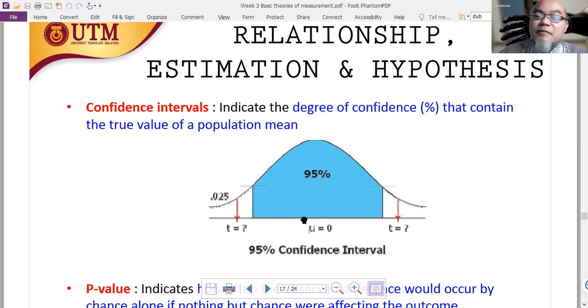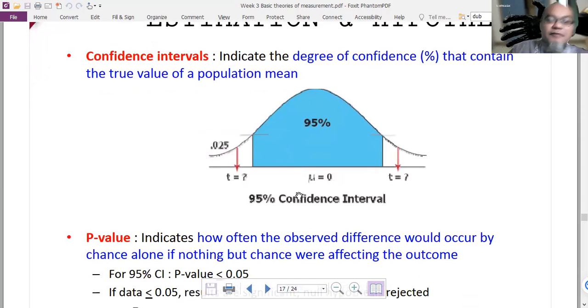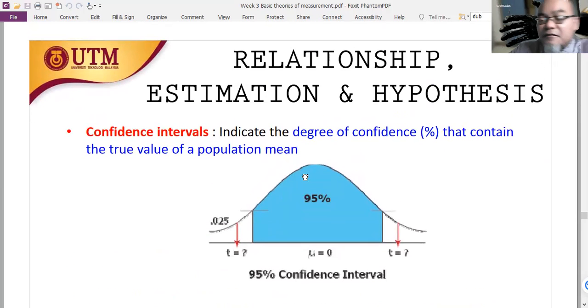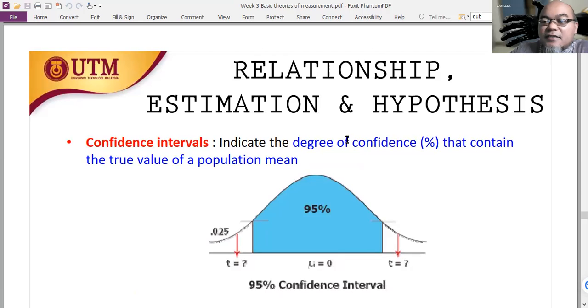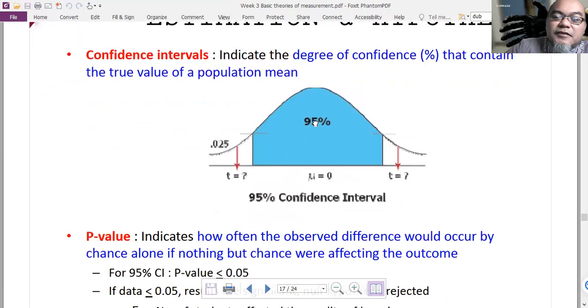But there is still a probability that 5% may be located outside, as 2.5% below the x minus 3 sigma and 2.5% above the x plus 3 sigma. That's what we call a 95% confidence interval, which indicates the degree of confidence percentage that contains the true value of a population mean.